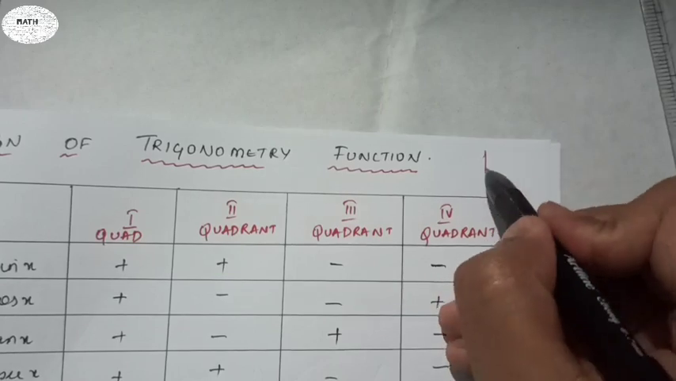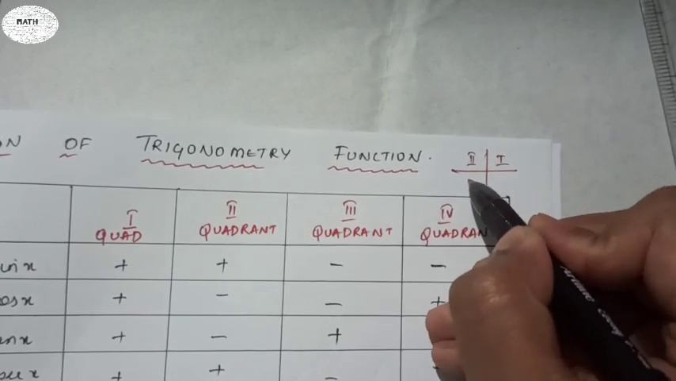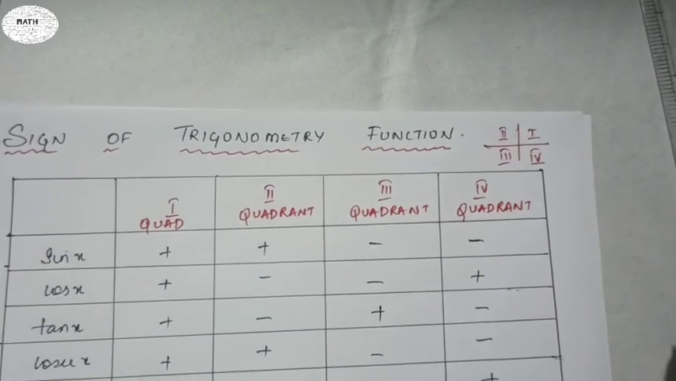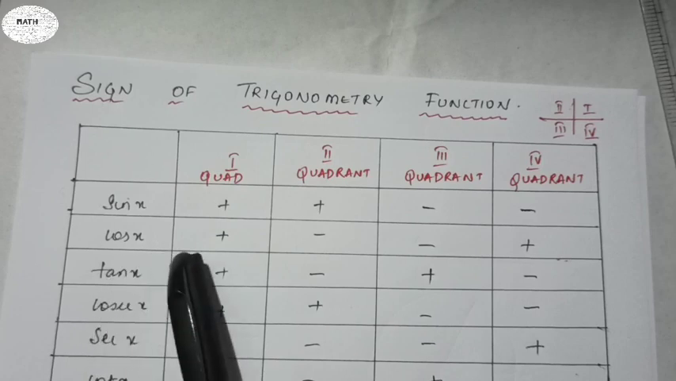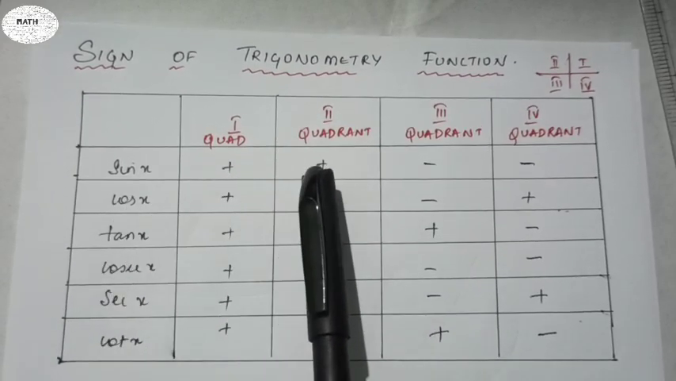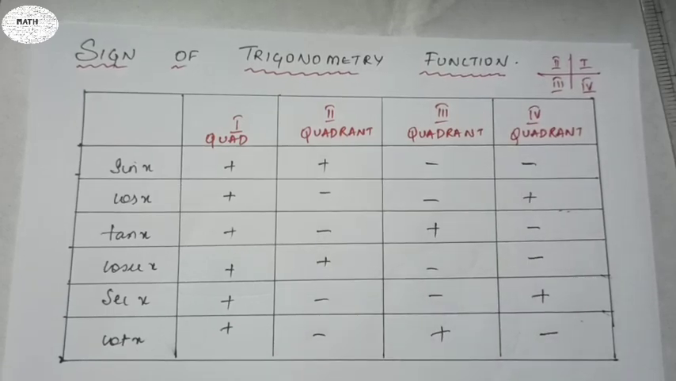If you draw a graph over here, this whole part means nothing but the first quadrant, this is your second, that's your third quadrant, and that's your fourth quadrant. So this is all about your quadrants. You can just look over here. The sign is positive for first, positive for second, negative for third, and negative for fourth. You can just see that table.